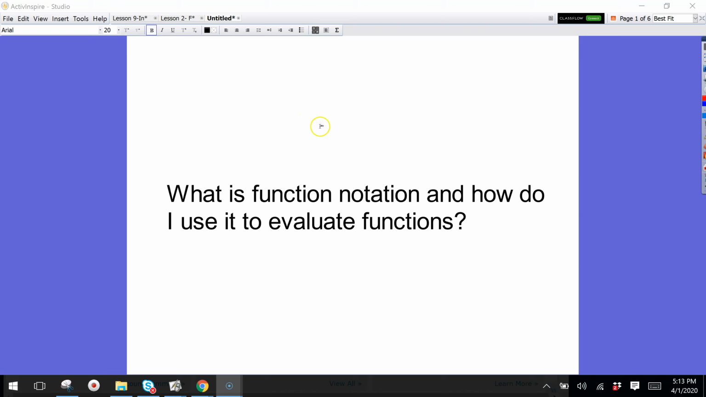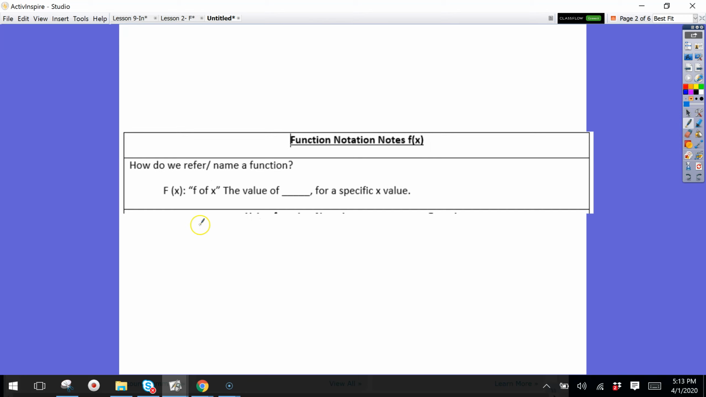So in this video, we're going to be talking about what function notation is and how to use it to evaluate functions. In the last class, we learned about what a function was. What's very special about a function is that every single x value goes to exactly one y value. So that is really nice. Because of that, we use function notation whenever I'm talking about this y.